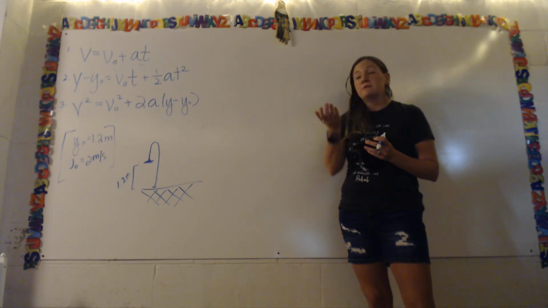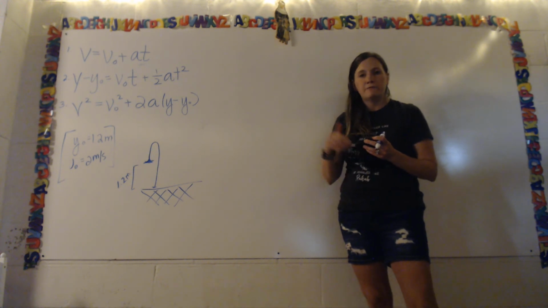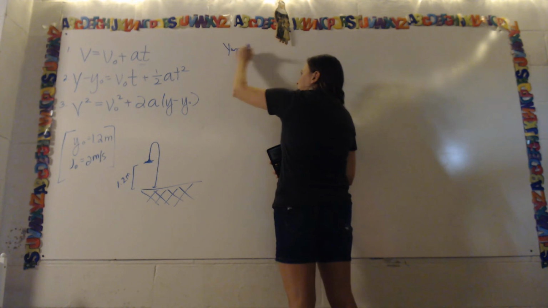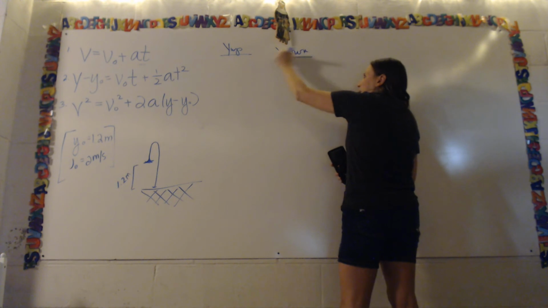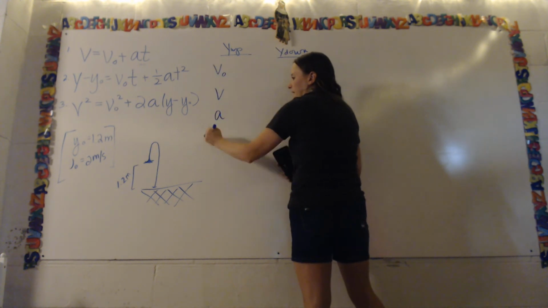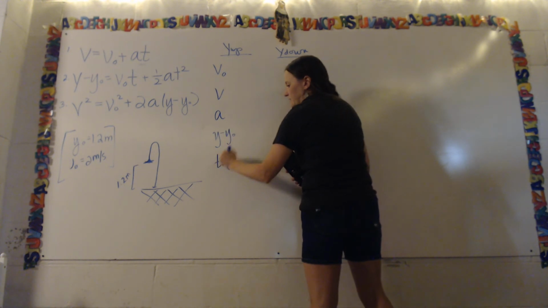So the first thing you have to do that makes it take a little bit longer is you need to write your set of givens for up and for down. So when I do a type 3 problem, you always see me list y up and y down. And we list those same givens we're used to: v naught, v, a, y minus y naught. And then I write the t's as t up and t down.